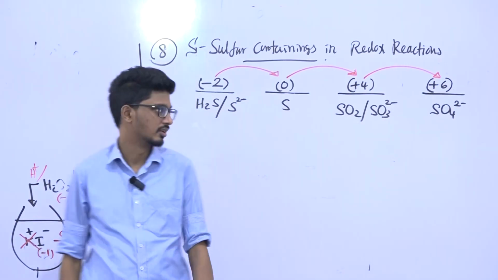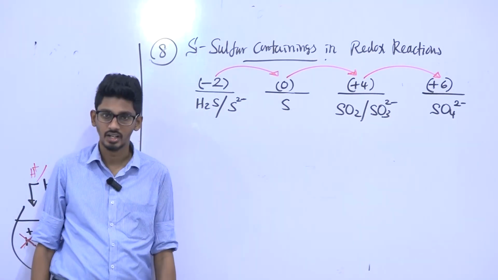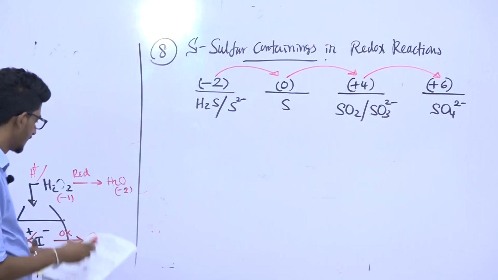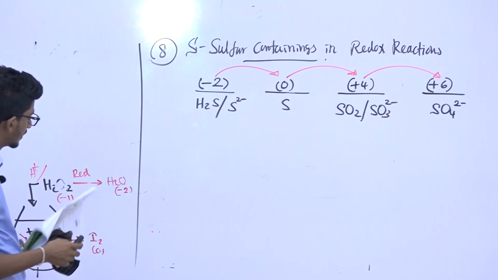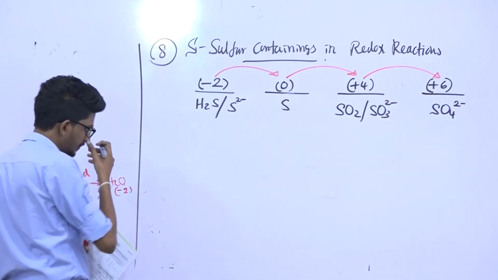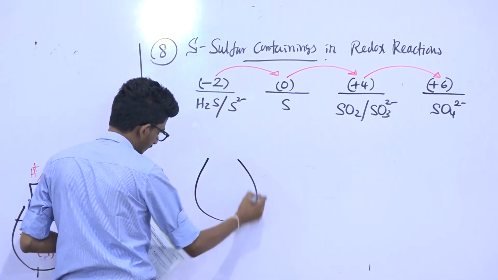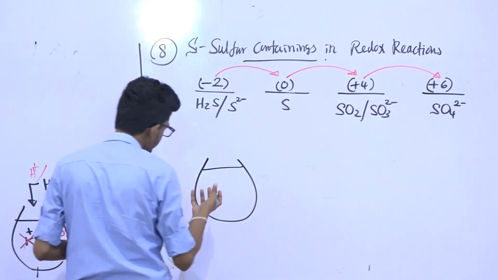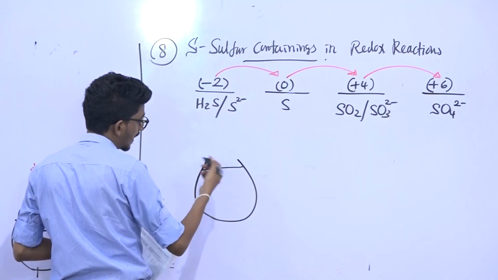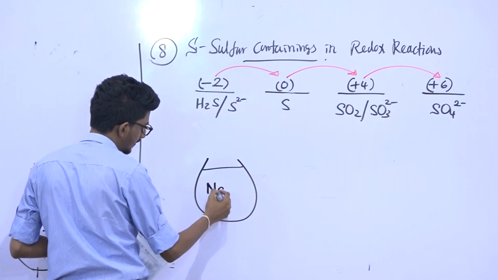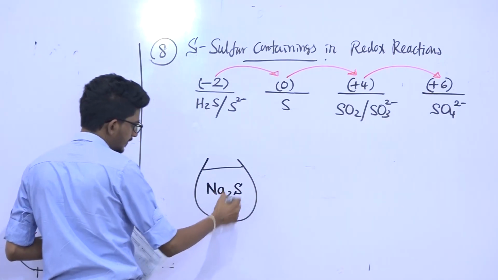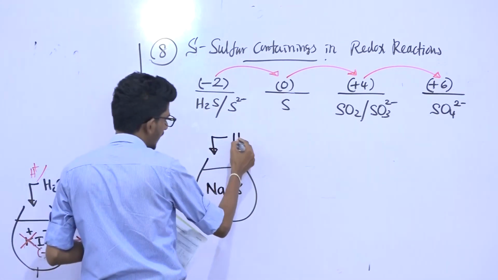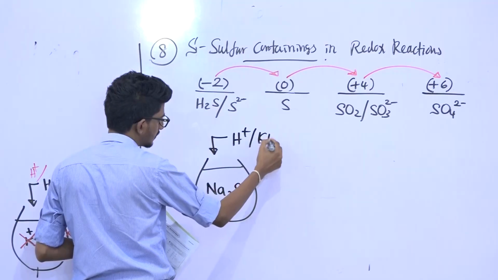That knowledge should be known when handling sulfur-containing species in your redox reactions. So let's discuss another example here. Let's think of something like this. You have sodium sulfide and you add in some acidic medium KMnO4.